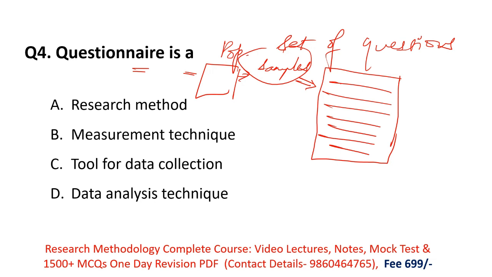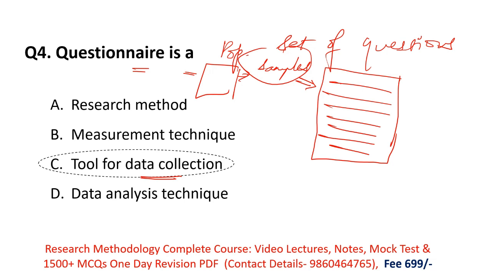And from that sample, whatever people are there, they fill in those questions. Through these questions the researcher can collect the data. So a questionnaire is a tool for data collection. It is a type of tool which helps in research to collect the data. That's why the correct answer here is option C, tool for data collection.